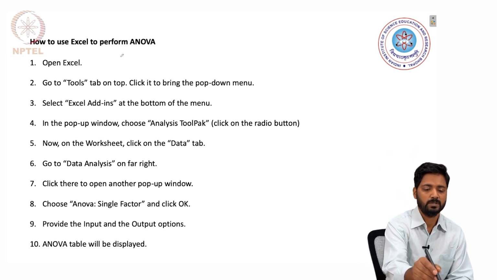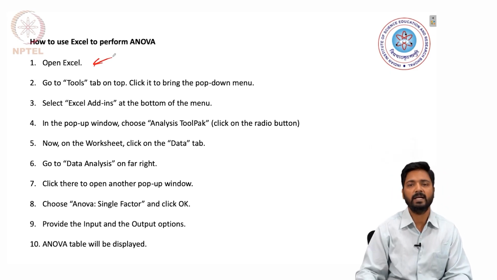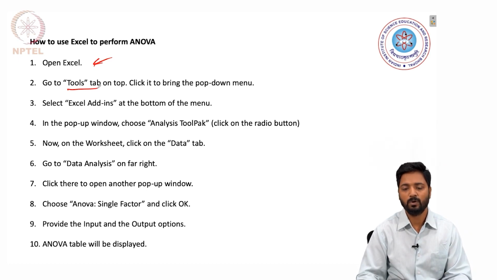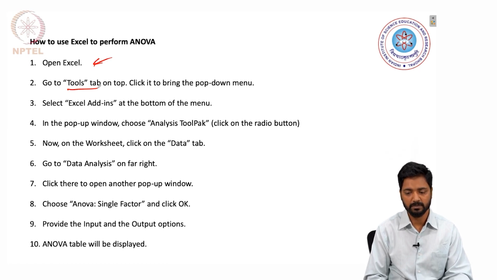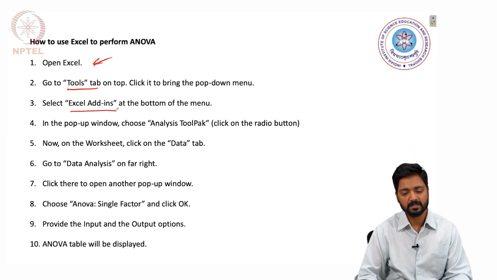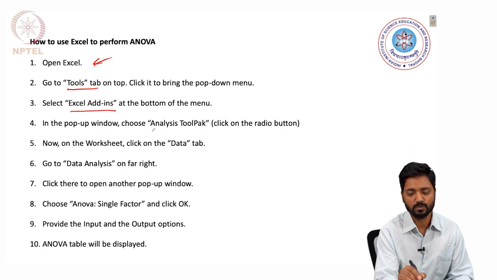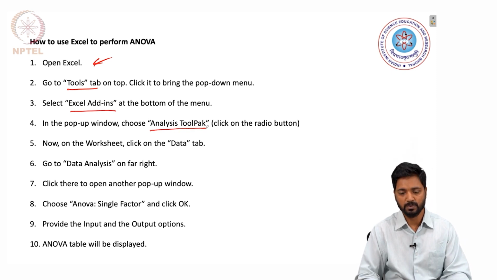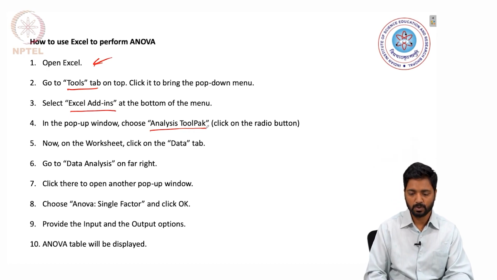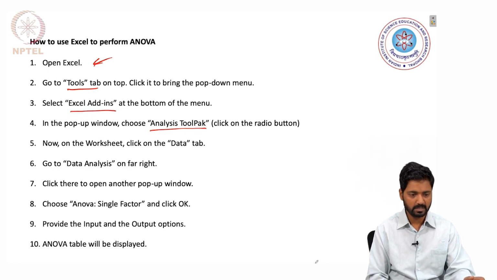We need to start with opening Excel, and then we go on top and click on the Tools tab, and this will bring down a pop-down menu from which we need to choose Excel add-ins. In the add-ins there would be the analysis tool pack, which we need to choose through a click of the radio button. Now, once we have this analysis tool pack, we can perform the analysis of variance. So, let us actually go to Excel and perform this task.